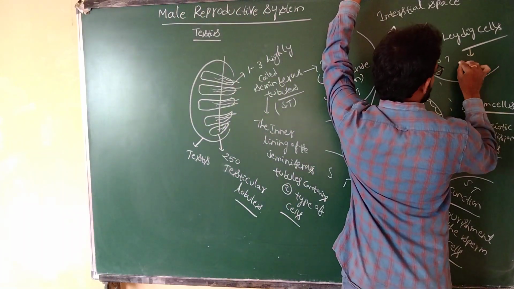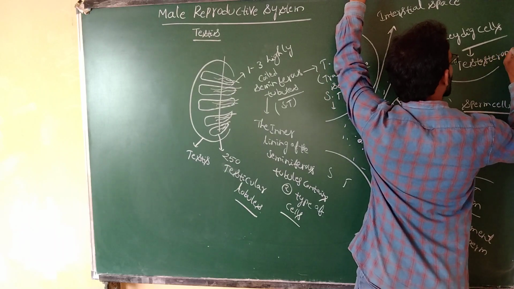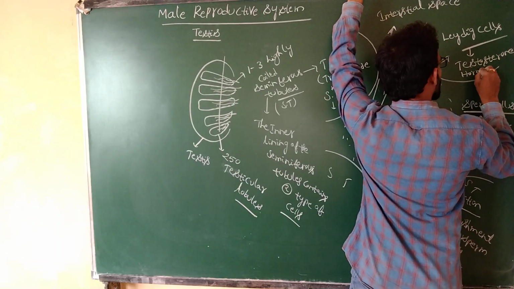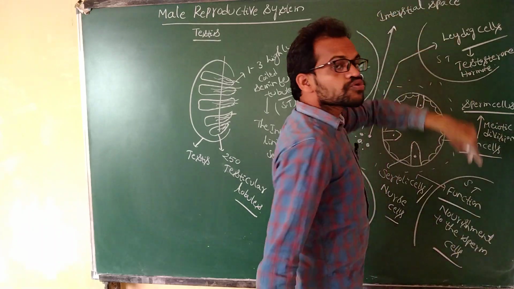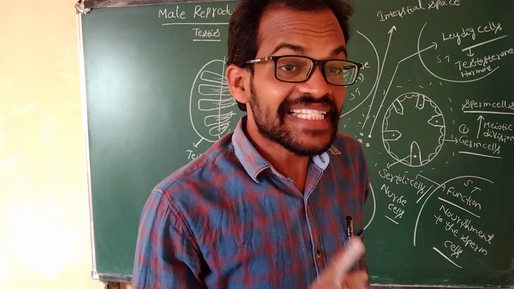What is the function of the Leydig cells? They produce testosterone hormone. The testosterone hormone is helpful for the secondary sexual characters of the male.